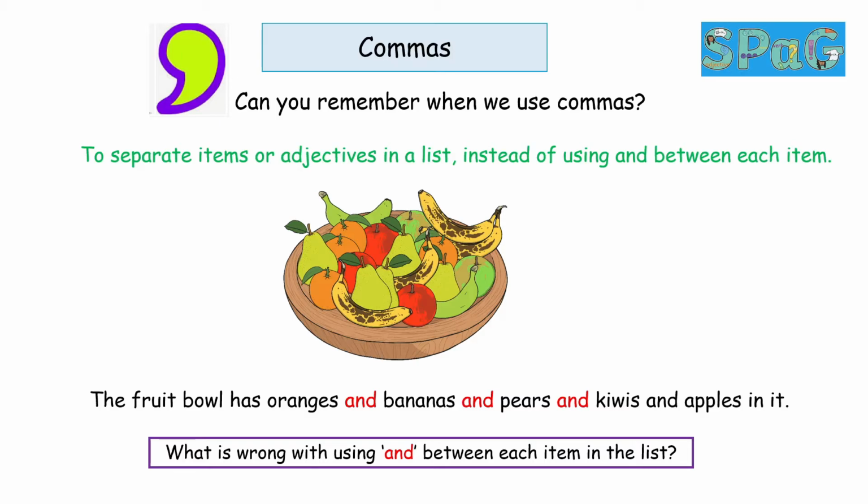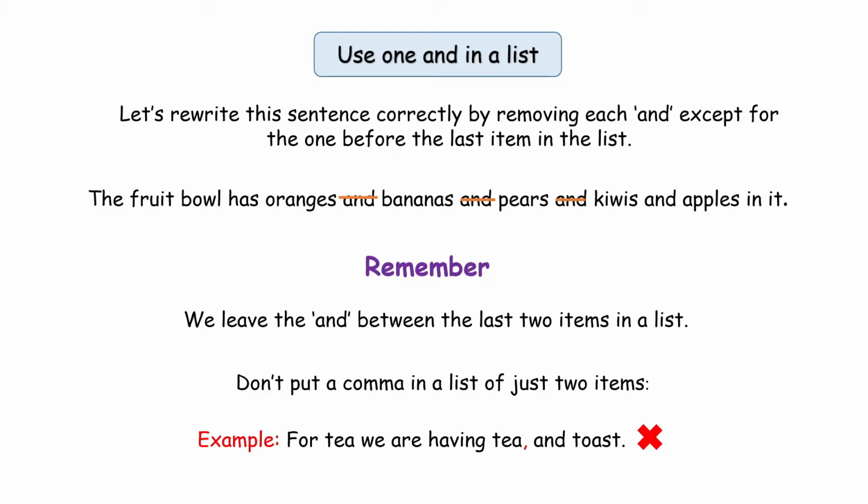Let's have a look at how this can be done. So, if we were to rewrite this sentence correctly by removing each and except for the one before the last item in the list, the sentence would look like the one below. So remember, we leave the and between the last two items in a list.